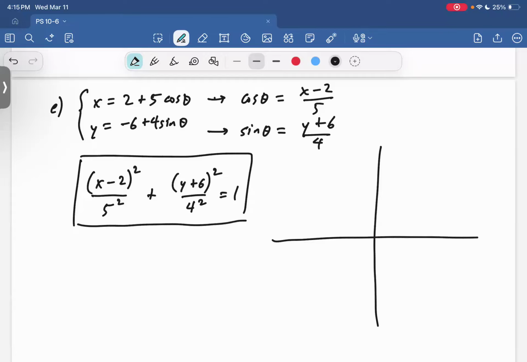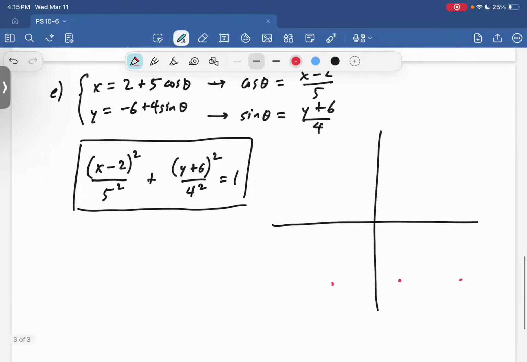Now we do want to be careful when finding the vertices. The center is at 2, -6, so it's here. Our x radius is 5, so that's going to go all the way up to here. And then our y radius is 4, so it won't quite reach the x-axis, but it'll go at least up to there. So that's our graph.